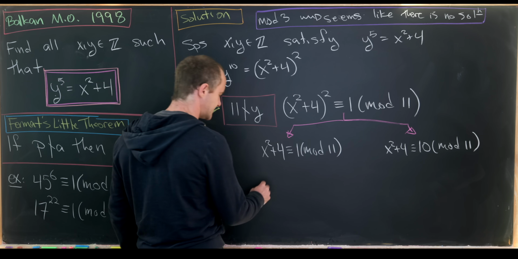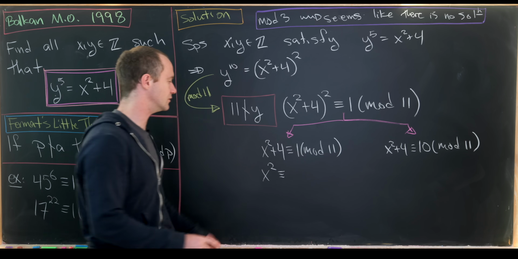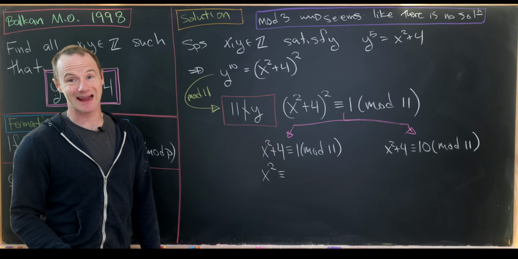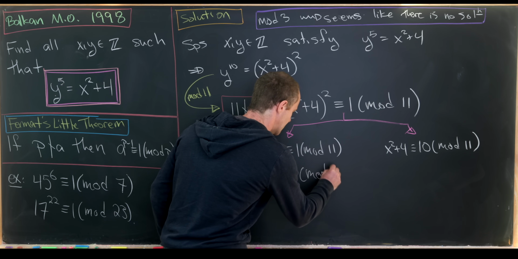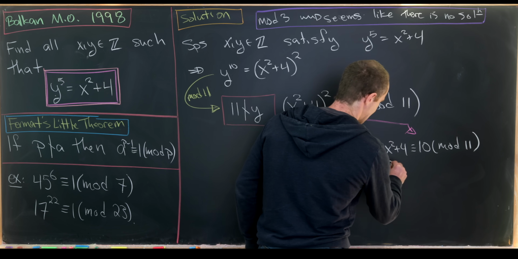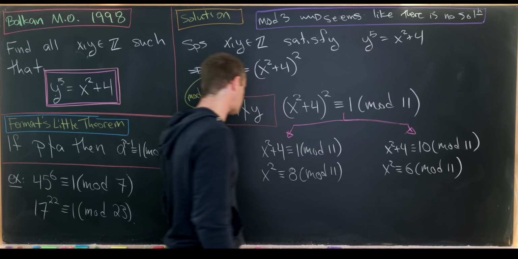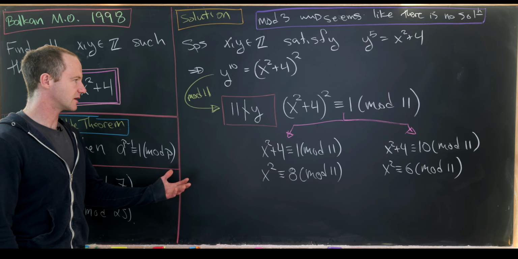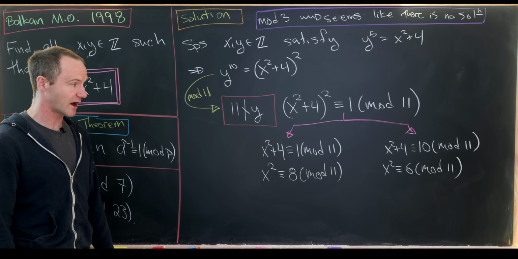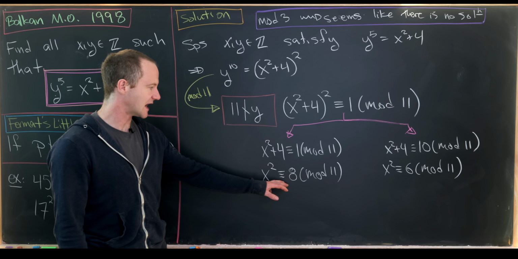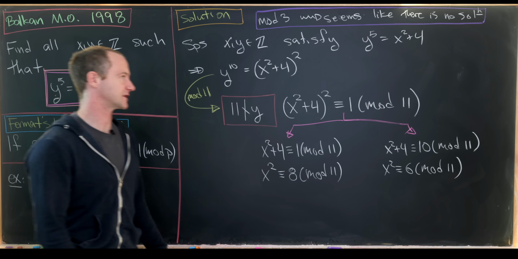Okay, so let's maybe continue. This will give us x squared is congruent to 1 minus 4, which is negative 3, but negative 3 is the same thing as 8 mod 11. And this will give us x squared is congruent to 6 mod 11. And then from here, it's just a matter of making a chart of all of the perfect squares mod 11 and deciding if 8 is a perfect square or if 6 is a perfect square.